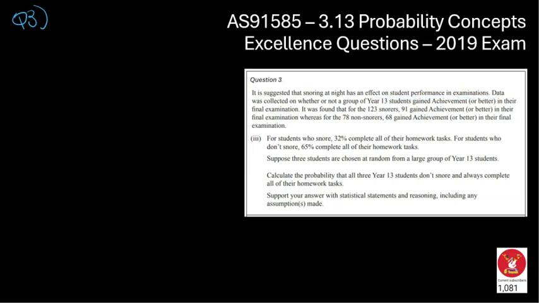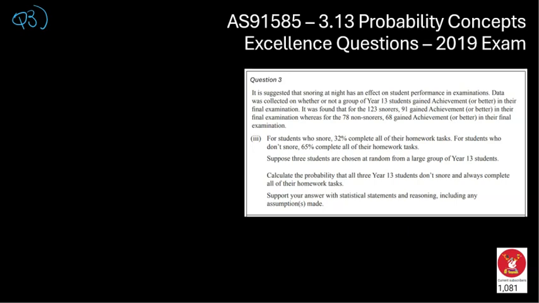The data was collected on whether or not a group of year 13 students got achievement. So they either passed or didn't pass the assessment. It was found there were 123 snorers, 91 of them got achieved or better. There were 78 non-snorers, 68 of them got achievement or better.